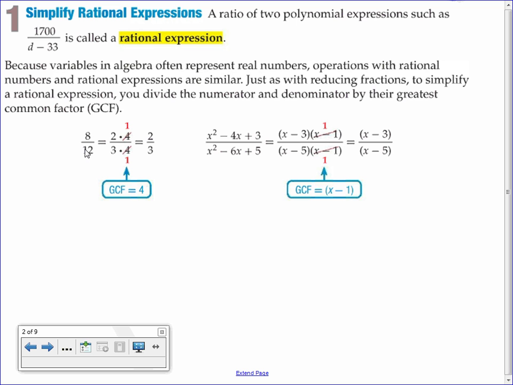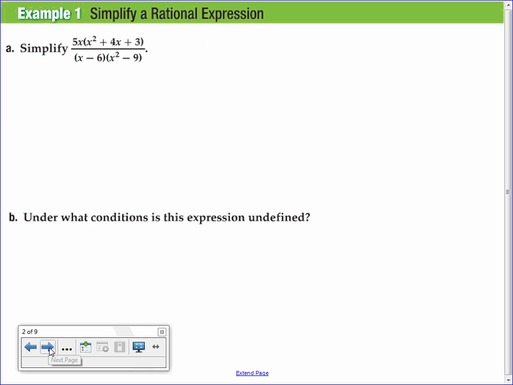Like 8/12. If I want to simplify that fraction, I can factor 8 completely. That's 2 times 2 times 2 over 12, which is 2 times 2 times 3, and cancel out common factors. There's a pair, and there's a pair, and we multiply what's left over. That's 2/3. The same procedure works with these rational expressions. You want to factor them completely, and then cancel out the things that match. We'll start off with example number 1.